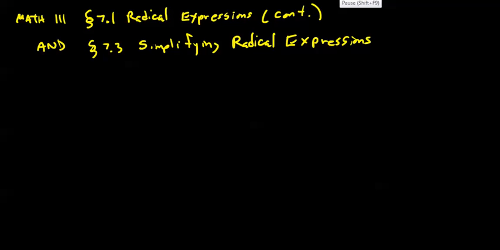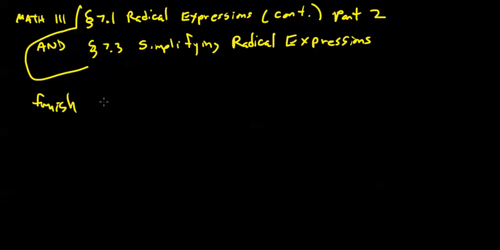Math 111. Today we're going to finish section 7.1 in a part 2. Be sure to note that we talked about 7.1 part 1 in an earlier video lecture. Going to finish that today. 7.1 part 2 and 7.3, we're going to talk about simplifying radical expressions. So let's finish section 7.1, radical expressions.